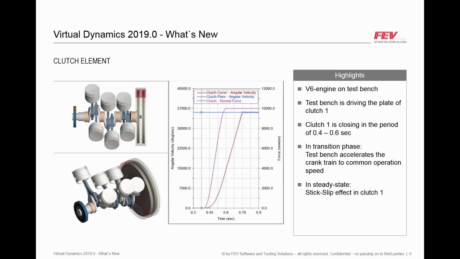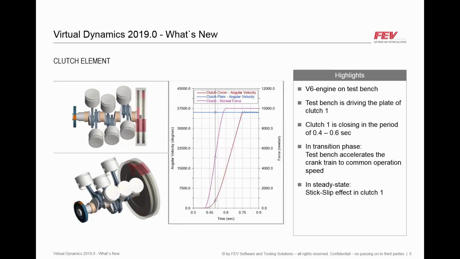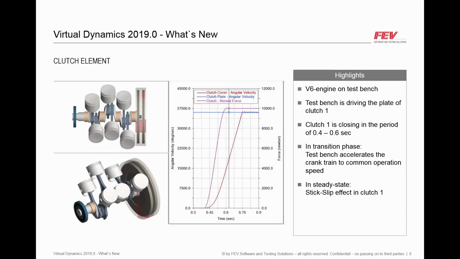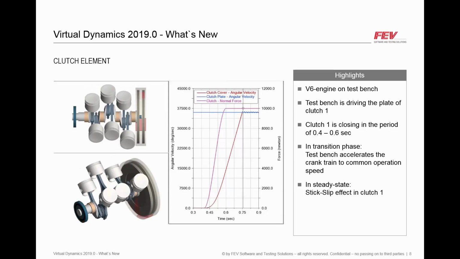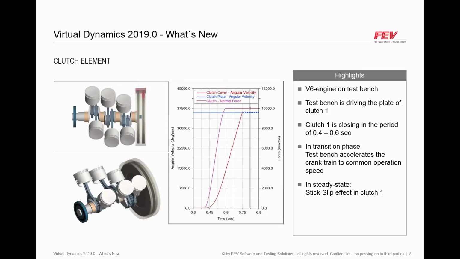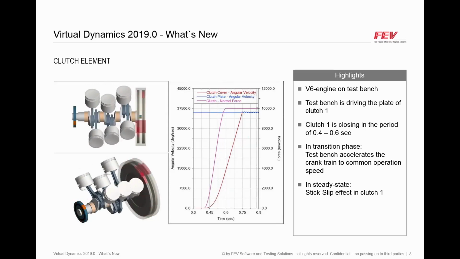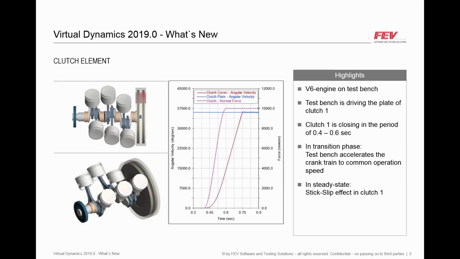This is just one single use case, a V6 engine running on a test bench, and the test bench is driving the plate 1 of the clutch 1. The clutch 1 is closing in the period of 0.4 to 0.6 seconds. In the transition phase, we see the test bench accelerates the crank train to common operating speed, and in steady state the stick-slip effect in clutch 1 can be seen. So there will be another use case that will be shown by my colleague Swapnil when he is doing the demonstration in a few minutes.